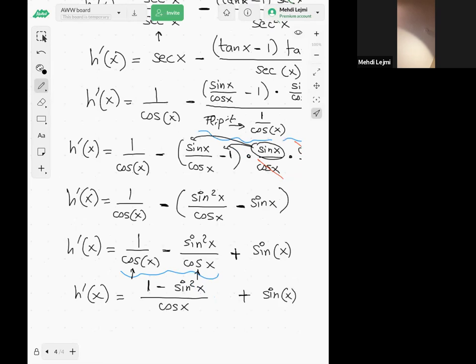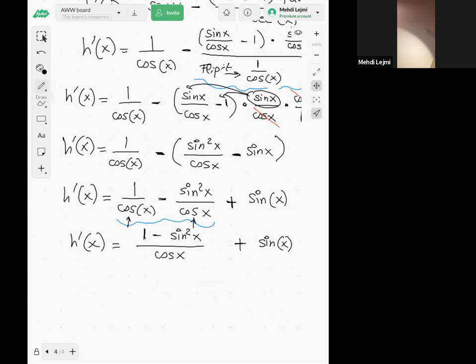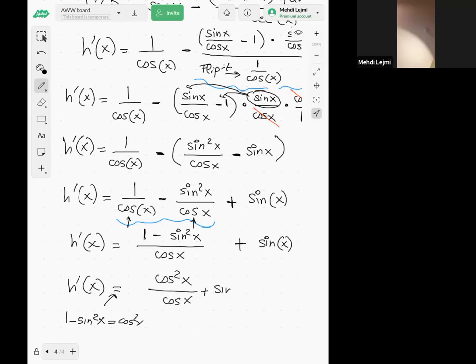Now, 1 minus sine square is a trig identity, it's cosine square. So h prime of x is cosine square over cosine of x, plus sine of x. And finally, cosine square over cosine is just cosine of x. So h prime of x is cosine of x plus sine of x. Anyway, you see, guys, how we simplify this trig.